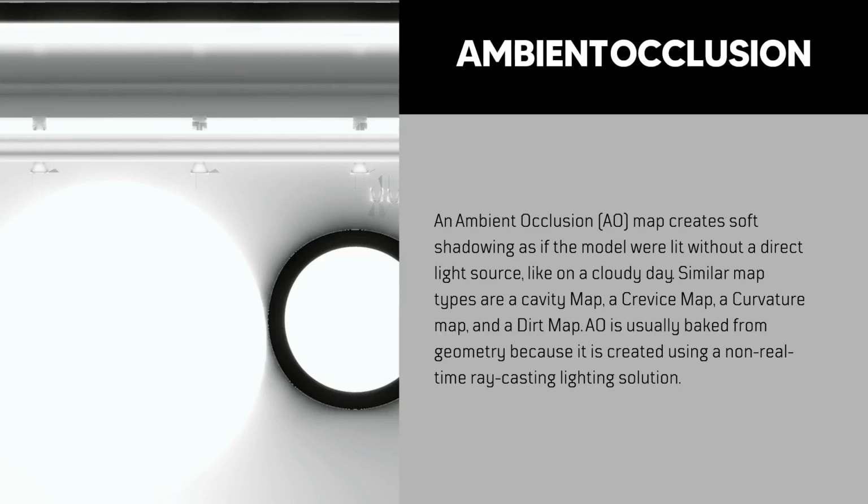Our third data channel is AO or ambient occlusion. AO map creates soft shadowing as if the model were lit without a direct light source, like on a cloudy day. AO is usually baked from geometry because it's created using a non real time raycasting lighting solution.